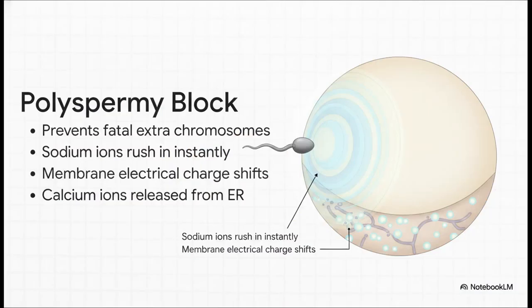The second that single sperm breaches the membrane, the egg deploys a brilliant instantaneous defense mechanism called the fast block to polyspermy. It is absolutely essential that no other sperm enter because extra chromosomes are fatal to the embryo. Instantly upon fusion, specialized ion channels open. Sodium ions rush in, instantly shifting the electrical charge of the egg membrane in a process called depolarization. This electrical shield is immediately followed by an internal release of calcium ions from the smooth endoplasmic reticulum.